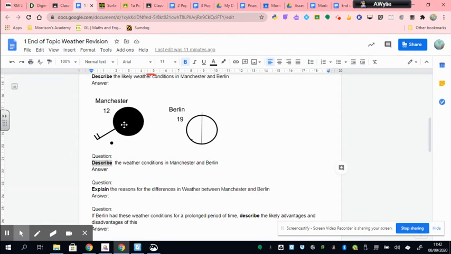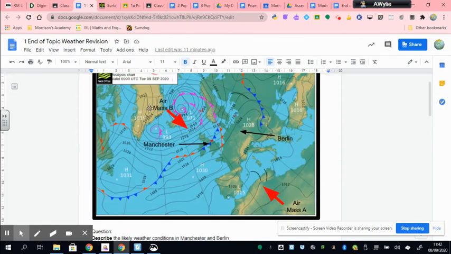Why the difference? What we therefore need to do here is go back to this weather map, and that's where we get our answer. So the reason that Manchester has got rain, heavy rain, is because it's next to a cold front. The reason that Manchester has winds coming from the southwest is because the winds are traveling in an anti-clockwise direction, following the isobars in an area of low pressure. The reason it's got reasonably strong winds is the isobars are reasonably close together, indicating stronger winds.